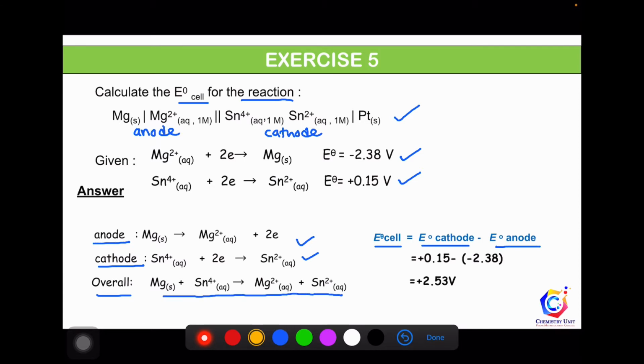Since Sn4 plus is reduced to Sn2 plus, 0.15 is the value to enter under standard cathode potential, whereas negative 2.38 is the value to be entered under standard potential for anode. Make sure to include the signs and use a bracket to separate the negative sign and the minus sign. And there you have it, the final answer. Make sure to sustain the positive sign or negative sign at the final answer. Without the sign, you will be penalized.